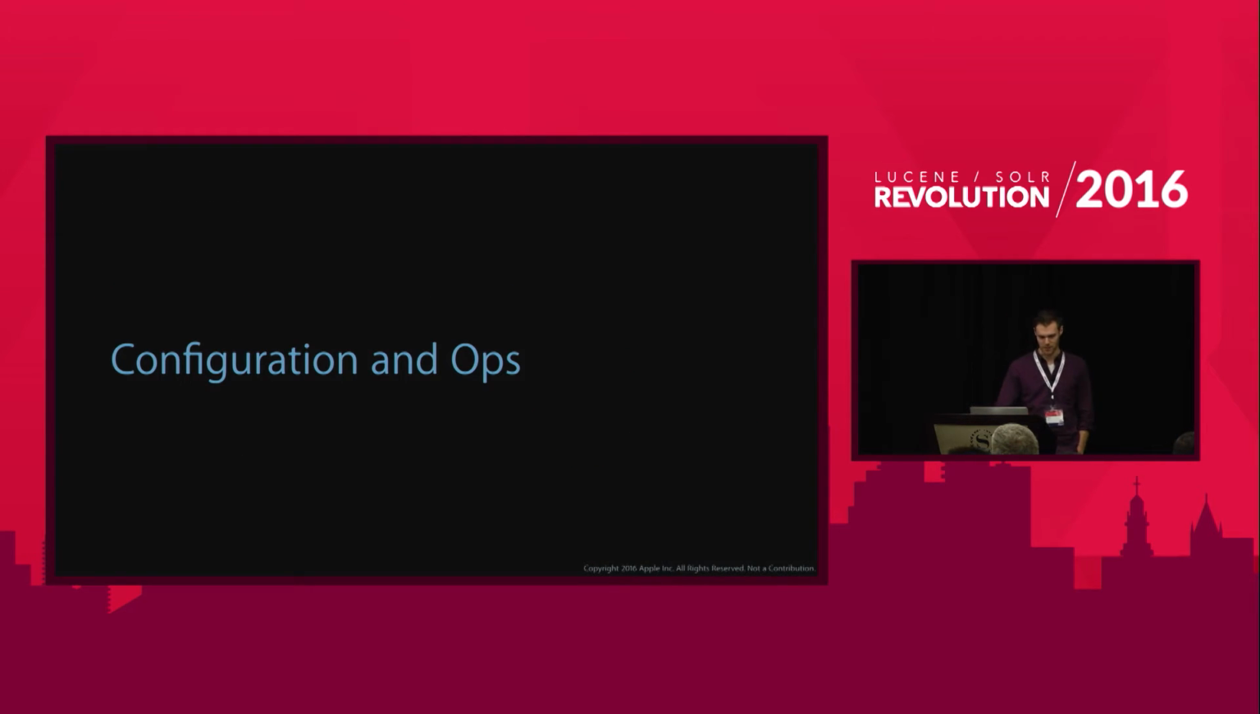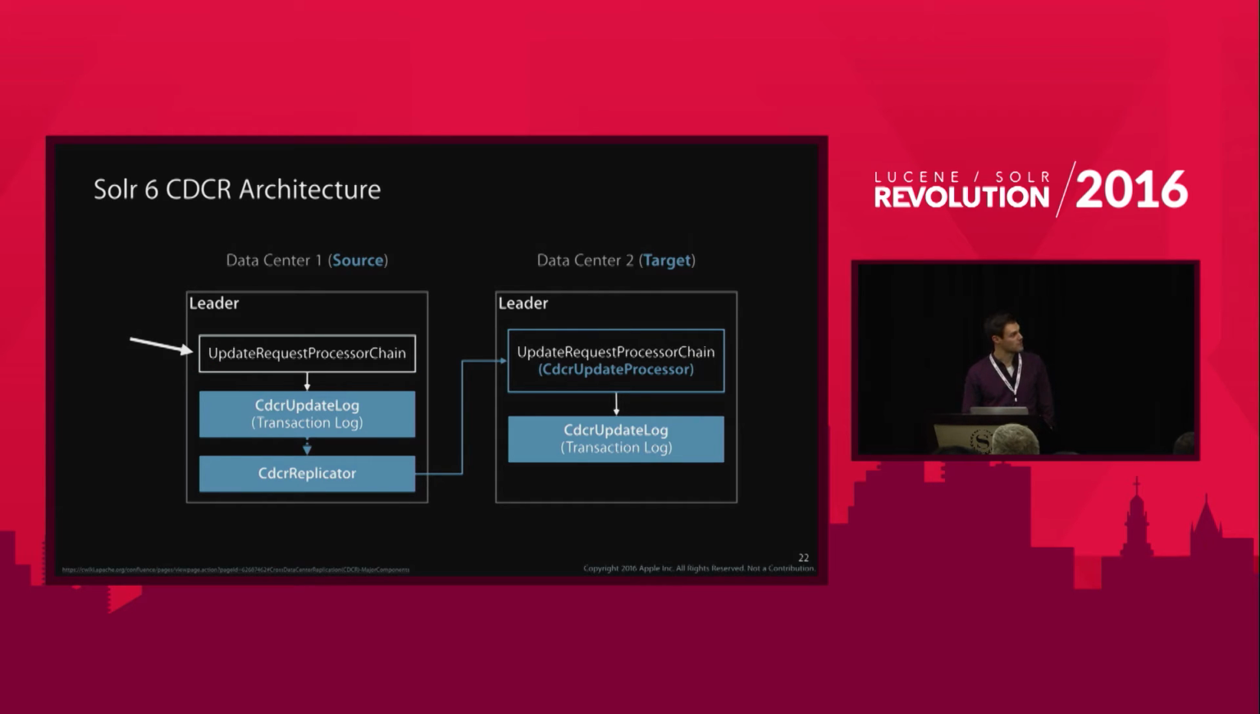All right, let's talk about configuration a little bit. So this is our diagram of the Solr 6 architecture that we looked at before, where we have updates coming into the leaders. They go through update processing chains. Then they're written to a transaction log, which acts as our cross-DC queue. Then we have this asynchronous replicator thread, which pulls from that queue and then copies over to the target data center, at which point the updates go through the update request processing chain, but with that special CDCR step, and then finally written to the transaction log as well.